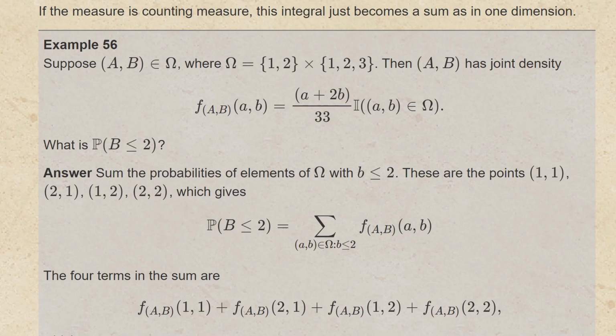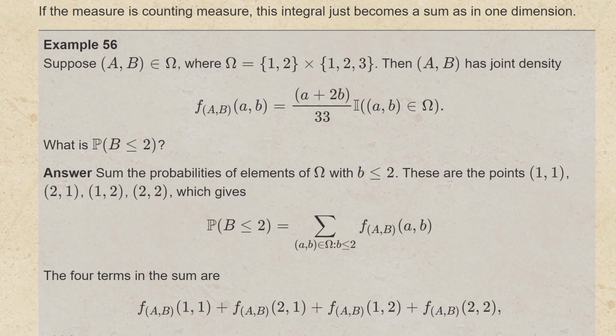For example, suppose that the pair (A, B) is in omega, where omega is the Cartesian product of the set {1, 2} with the set {1, 2, 3}. Then (A, B) has joint density f_AB at little a, b equal to a plus 2b divided by 33 times the indicator that (a, b) is in the set omega. What is the probability that capital B is less than or equal to 2?